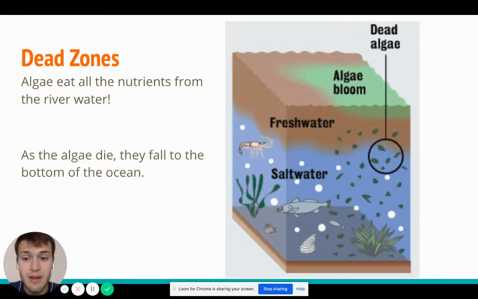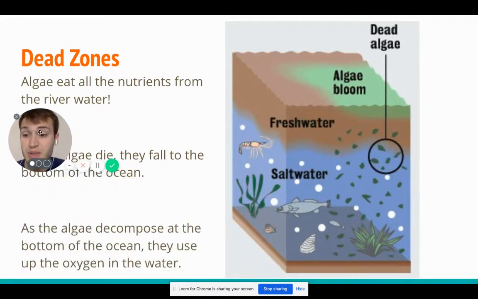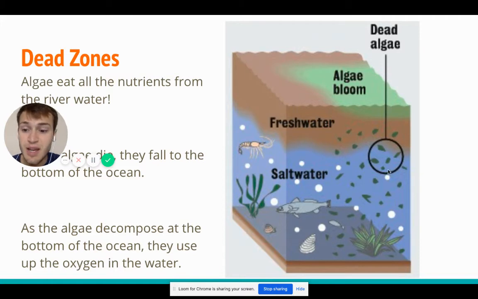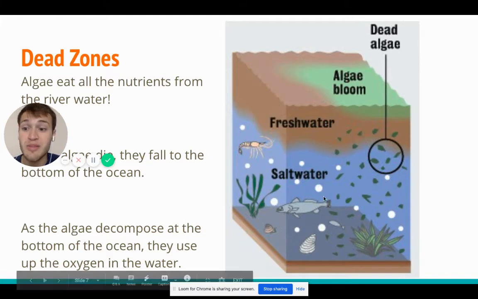And algae don't live forever. So as the algae die, they fall to the bottom of the ocean. As all of this green muck dies, it's going to fall to the ocean floor. And as the algae decomposes at the bottom of the ocean, the decomposers use up the oxygen in the water. Decomposers also need oxygen to survive, and they actually use oxygen to break down dead bodies and waste. A lot of bacteria use oxygen to break down dead bodies and waste. So as they decompose all of this algae, they use up quite a bit of the oxygen in the water.